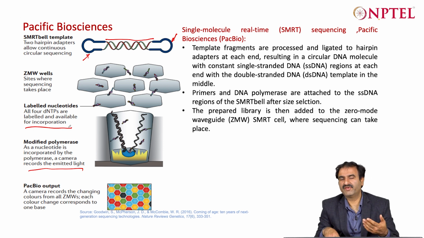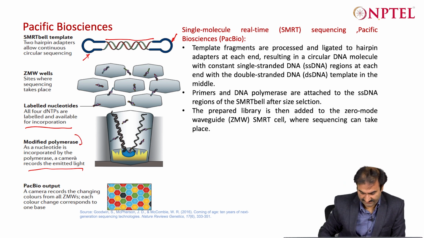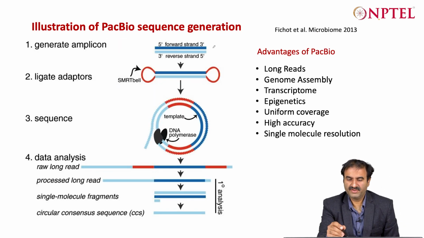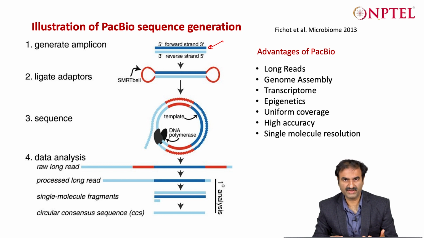So here, if all 4 dNTPs are available, like in normal DNA replication in the cell, the chances of errors are less. Basically it uses a modified polymerase that emits light when it incorporates a base, right? Again, this was your double stranded DNA, you attach hairpins on both ends and open it up, then use a polymerase to make a copy of that single stranded DNA, and while it is doing so, you read what it has incorporated using the emitted light.